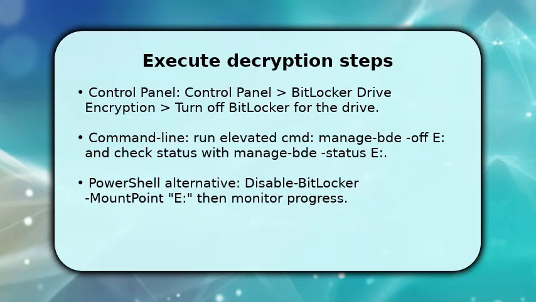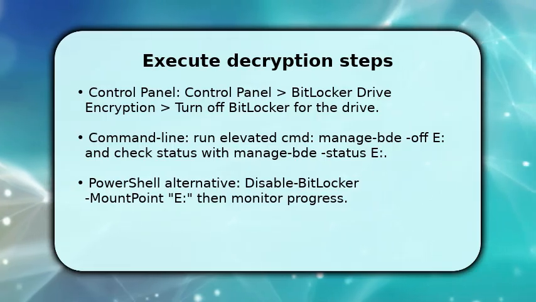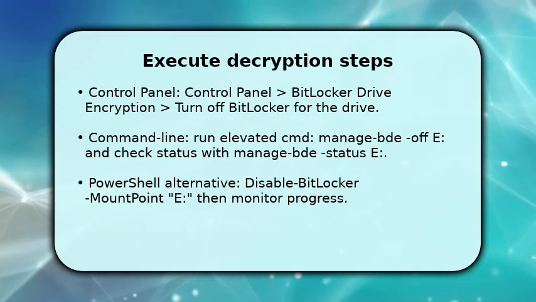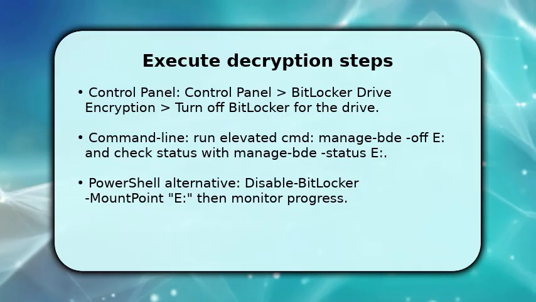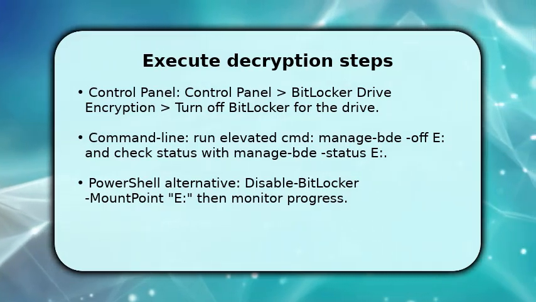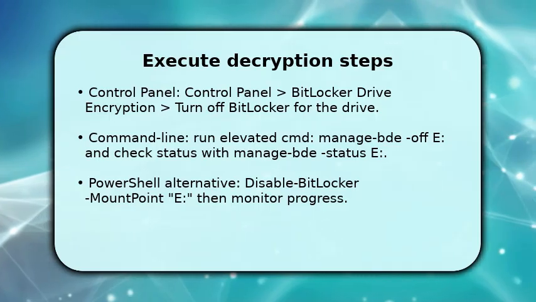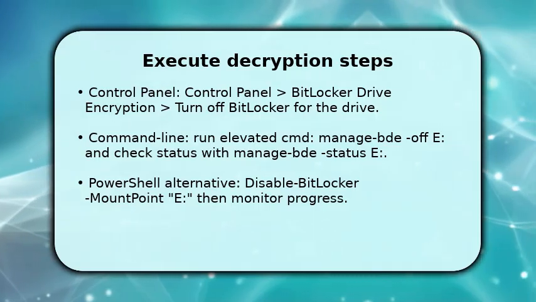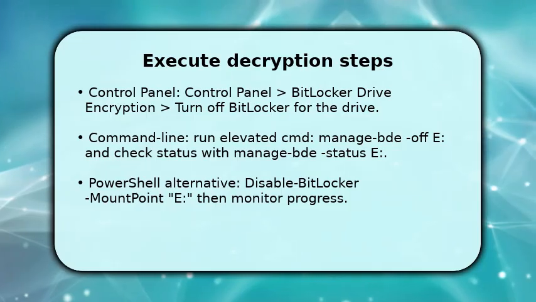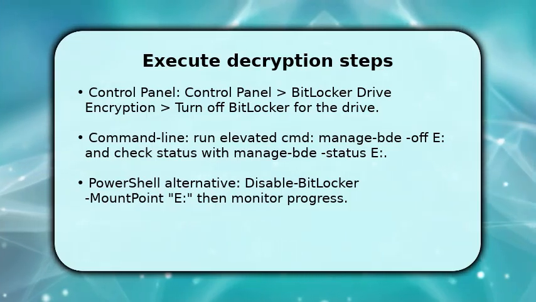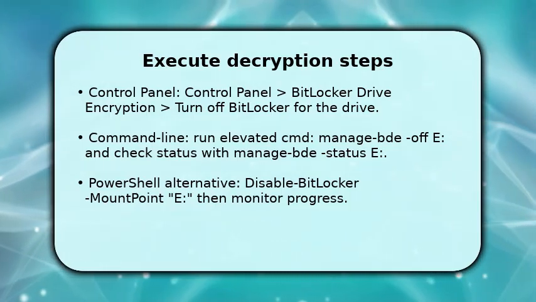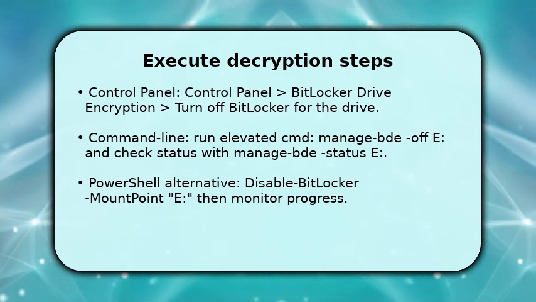If you prefer commands, open an elevated command prompt and run manage-bde -off E:, then manage-bde -status E: to monitor progress. Alternatively, in PowerShell run Disable-BitLocker -MountPoint E: and watch the percentage complete. These methods do the same job. Choose the one you find easiest and make sure the PC stays powered until decryption finishes.